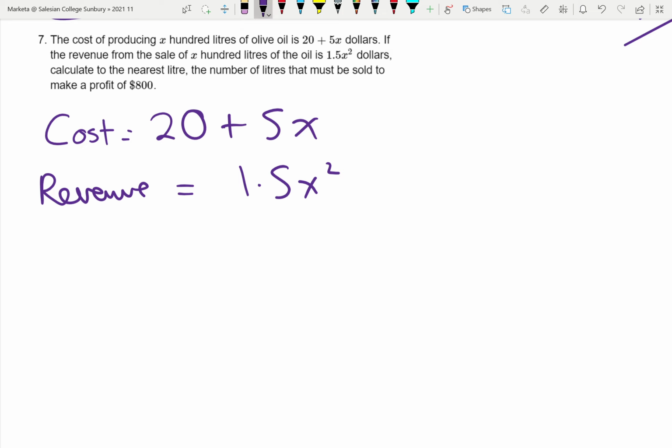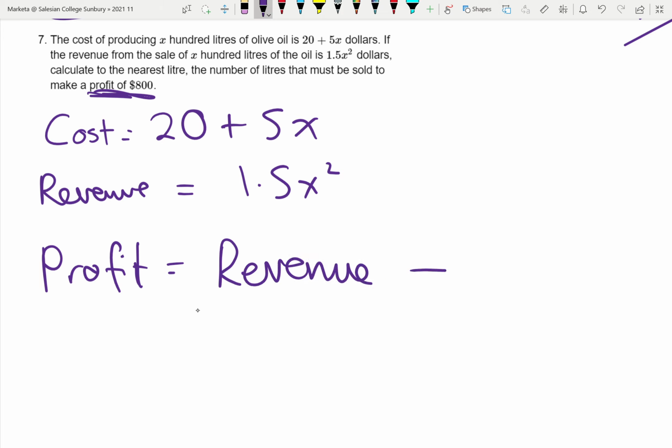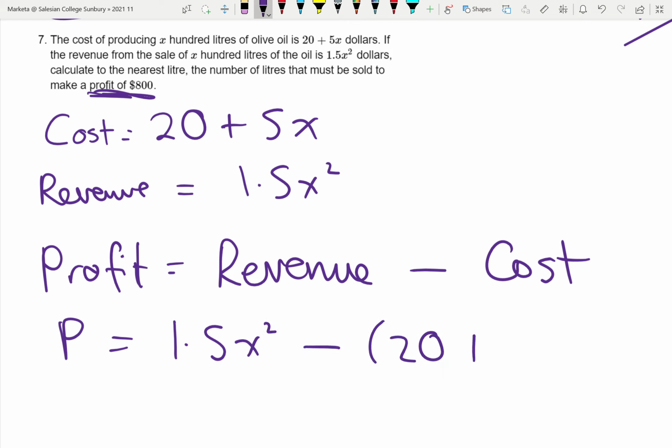And it's telling us to calculate, to the nearest litre, the number of litres that must be sold to make a profit of $800. So well, we need a profit equation, and profit is what you get, the money you have, the revenue, take away the cost, the amount you pay for like the ingredients or the labour or whatever it is. So now we can say profit, or P, is 1.5x squared minus the cost, which is 20 plus 5x.